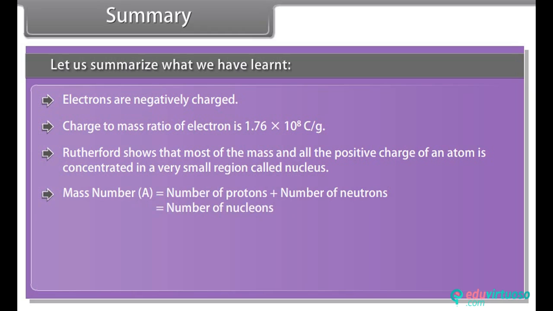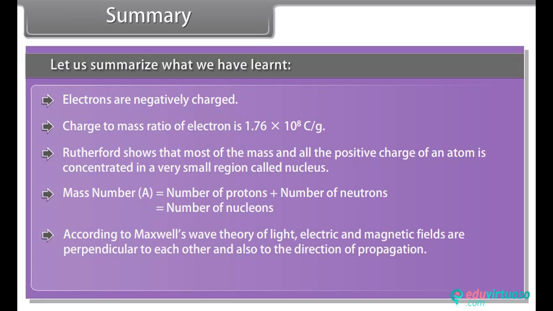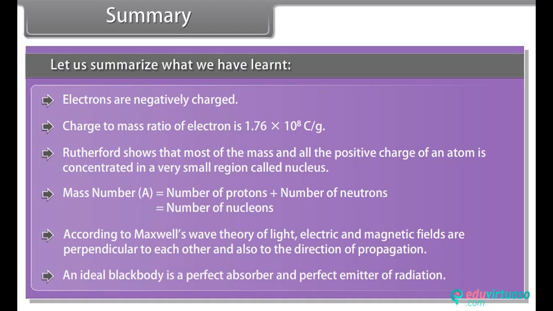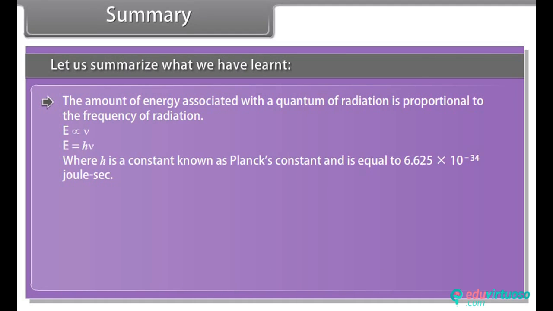Mass number A is equal to the number of protons plus the number of neutrons, which is equal to the number of nucleons. According to Maxwell's wave theory of light, electric and magnetic fields are perpendicular to each other and also to the direction of propagation. An ideal black body is a perfect absorber and perfect emitter of radiation. The amount of energy associated with a quantum of radiation is proportional to the frequency of radiation, where the constant is known as Planck's constant and is equal to 6.625 into 10 raised to the power minus 34 joule second.